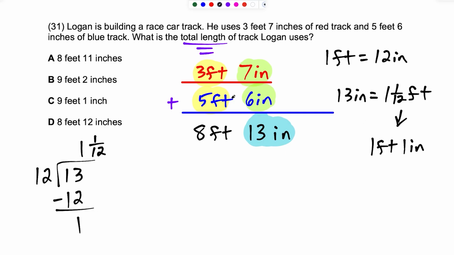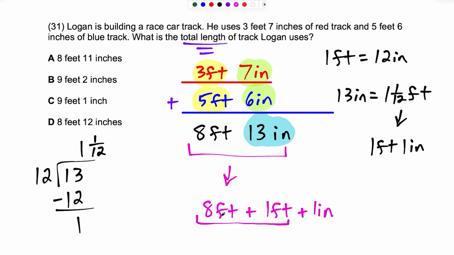Okay, so now what we could do with this information is we could rewrite this part here. So we're going to rewrite this down here as 8 feet plus we have 1 foot and then we have 1 inch. Okay, so I'm going to say 8 feet plus 1 foot plus 1 inch. So now we'll just make this a little neater. We're going to combine these two. So 8 feet plus 1 foot is equal to 9 feet. So we have 9 feet and then we have 1 inch. Okay, so 9 feet, 1 inch. Choice C is our answer.